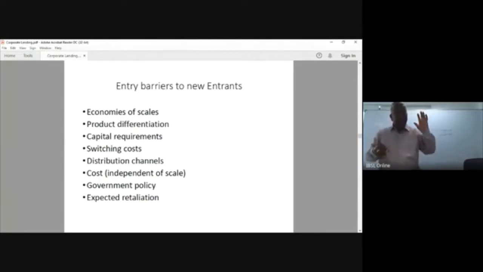Then another entry barrier, product differentiation. You know what product differentiation means. Now, soaps, bathroom soaps, washing soaps. There are so many soaps.